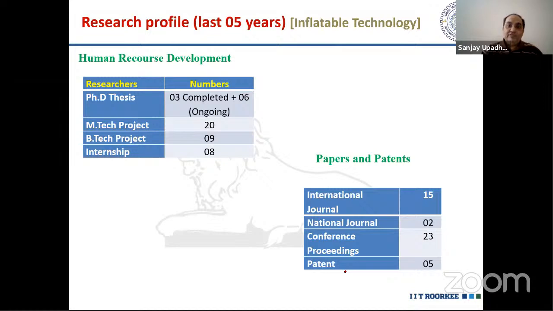In the last 5 years, I have guided 3 PhDs completed, only on inflatable. Totally, I have guided 9 PhD students and 6 are ongoing, but 3 are completely on inflatable structures. Also 20 MTech projects, 9 BTech and 8 internship students. In international journals, out of 75 papers, 15 papers are completely on inflatable technology, plus national journals, conference proceedings, and 5 patents.